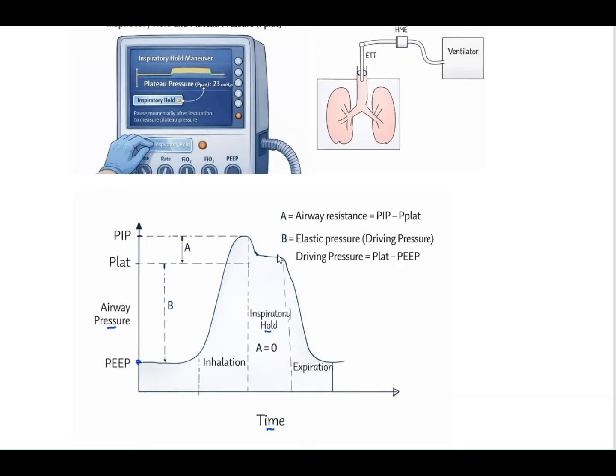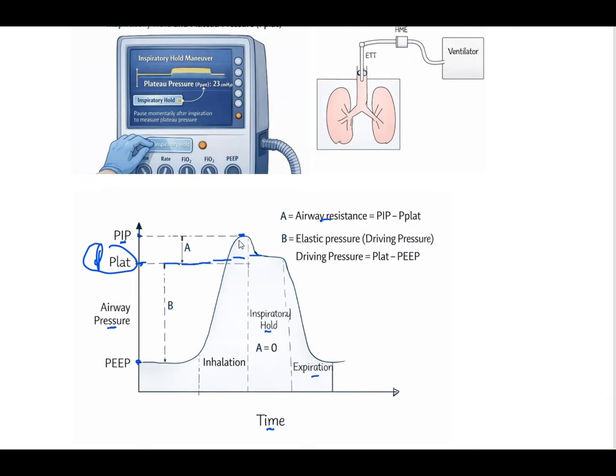So the airway resistance is going to become 0, right? And by airway resistance becoming 0, that will give us the plateau pressure, right? And of course, then it's going to be the expiration. If you look here, the peak of this graph is going to be our peak inspiratory pressure, which is our PIP, right? And when we do our inspiratory hold, somewhere around there, that's going to be our plateau pressure. And the difference between the peak inspiratory pressure and the plateau pressure is going to be our airway resistance.